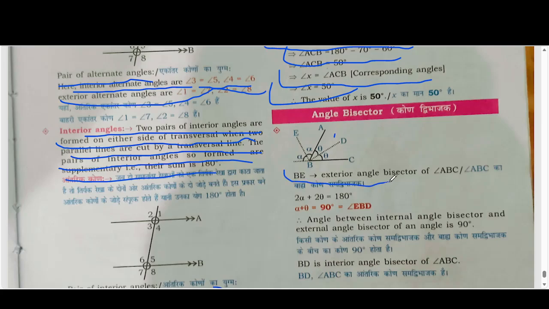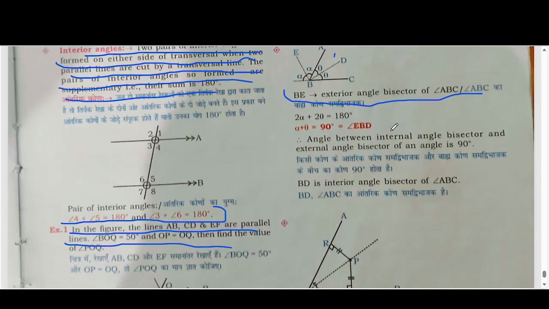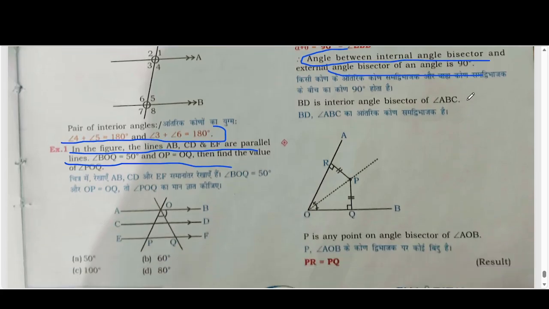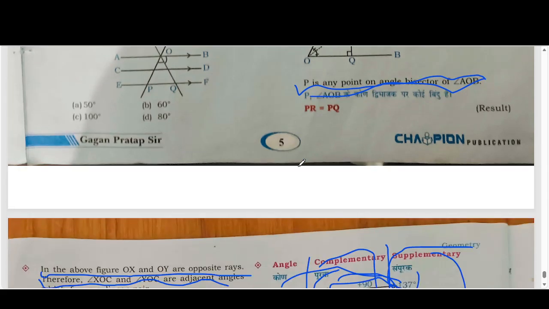BD is the exterior angle bisector of triangle ABC, 2 theta plus alpha is equal to theta, 90. The angle between the interior angle bisector and the exterior angle bisector of an angle is 90 degrees. BD is the interior angle bisector of triangle ABC. P is a point on the angle bisector of AOB, PR and PQ.